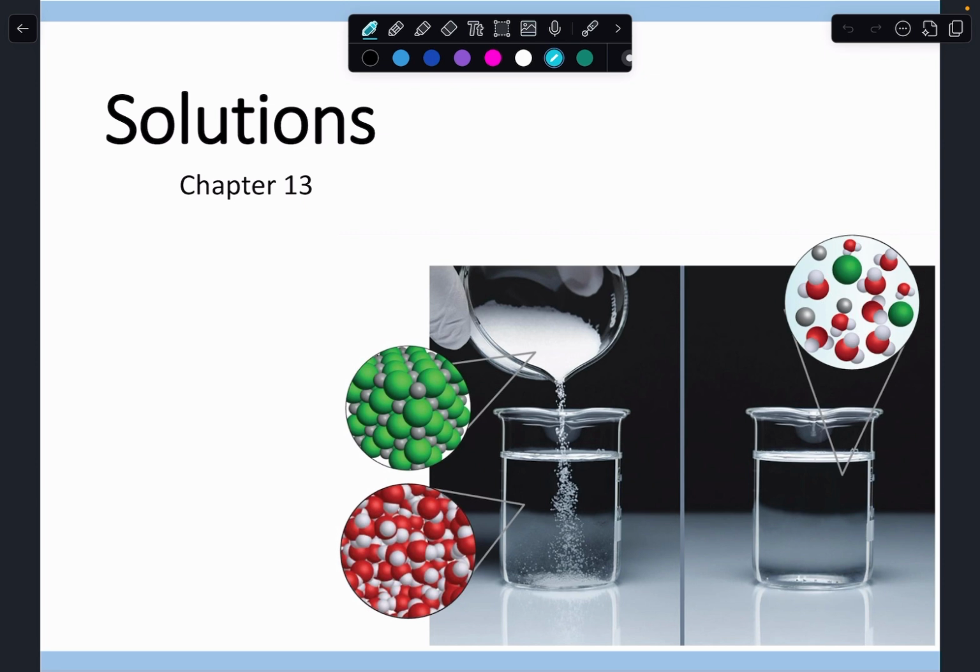The image here is showing both the observation of dissolving salt in water, and those particle pictures are showing the difference between pure water and pure salt on the left, and then the mixture of salt and water on the right, where the salt has dissolved into cations and anions, and water is surrounding those ions. So anyways, let's continue chapter 13, all about solutions.